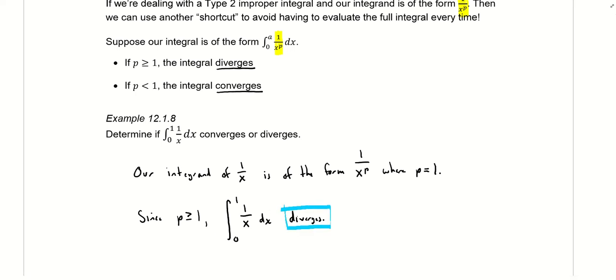So again, if you're able to recognize that you have a p integral for either your type 1 or type 2 improper integrals, it can be a nice shortcut if you're really just interested in determining if the integral converges or if it diverges.